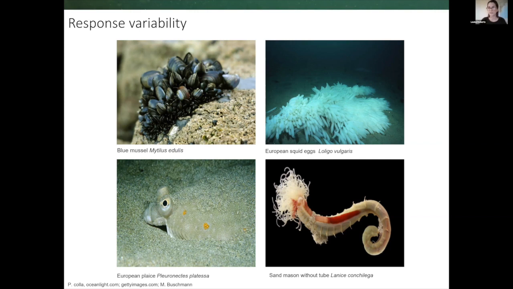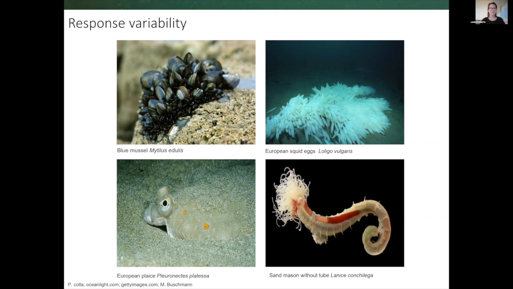And of course, the life cycle stages of this animal, such as European squid, you can see these egg masses are laid on the seabed when they may be subjected to vibrational waves, whereas the adults are able to hover above the seabed and swim.